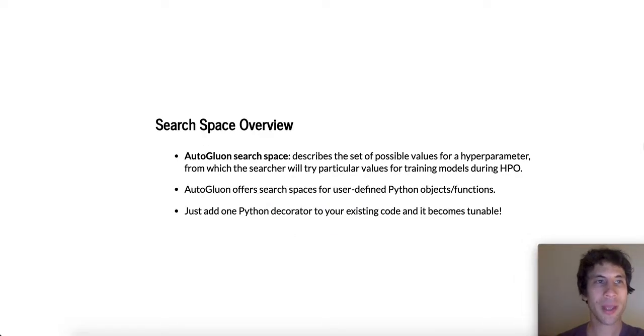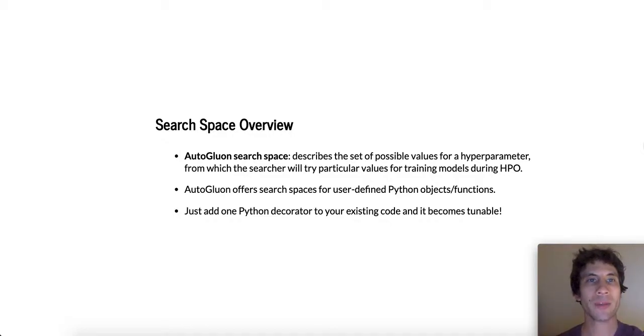We first explain some of the search spaces supported by AutoGluon. These include simple spaces and nested search spaces. Each search space describes the set of possible values for a hyperparameter from which the searcher will try training models with particular values during hyperparameter optimization.